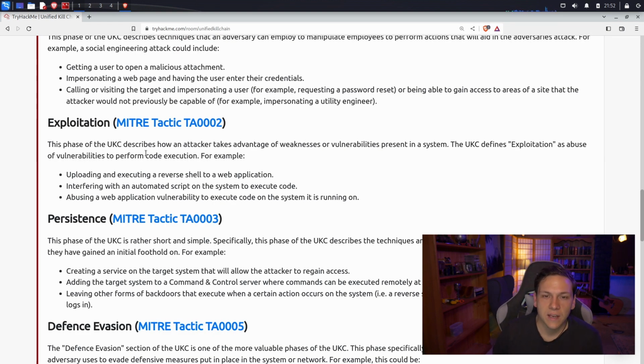This phase of the UKC describes how an attacker takes advantage of weaknesses or vulnerabilities present in a system. The UKC defines exploitation as abuse of vulnerabilities to perform code execution. For example, uploading and executing a reverse shell to a web application, interfering with an automated script on the system to execute code, abusing a web application vulnerability to execute code on the system it is running on.